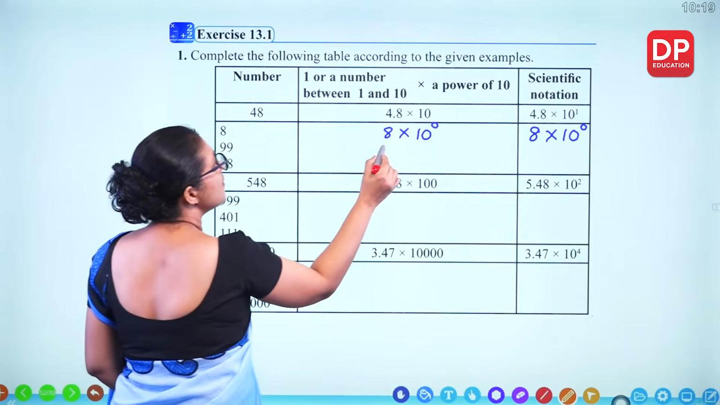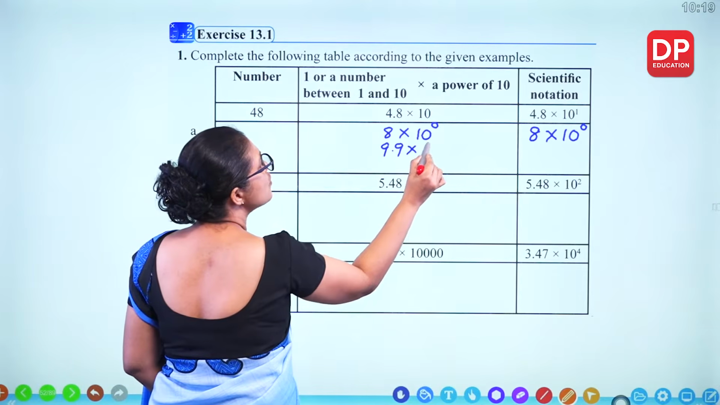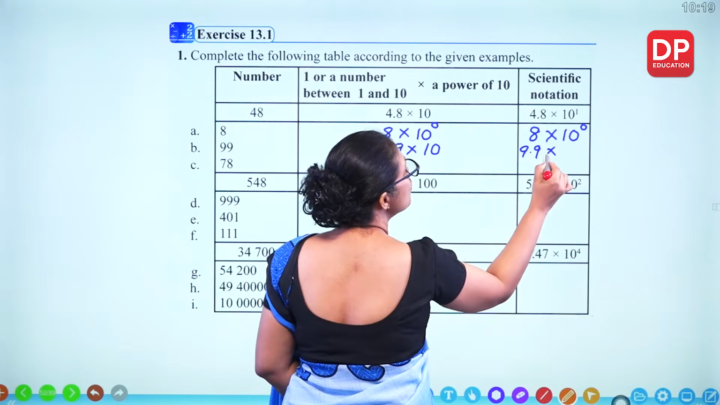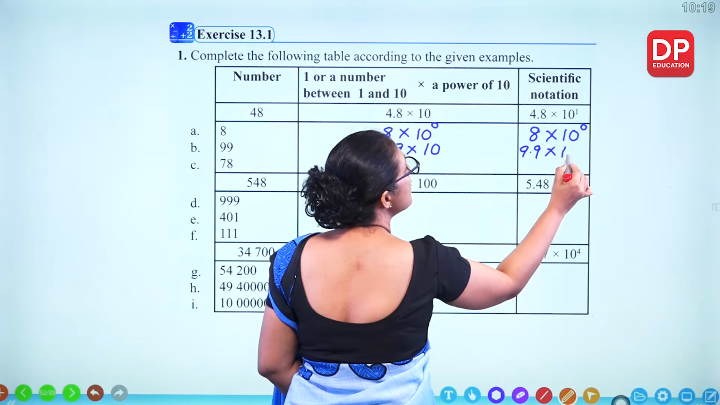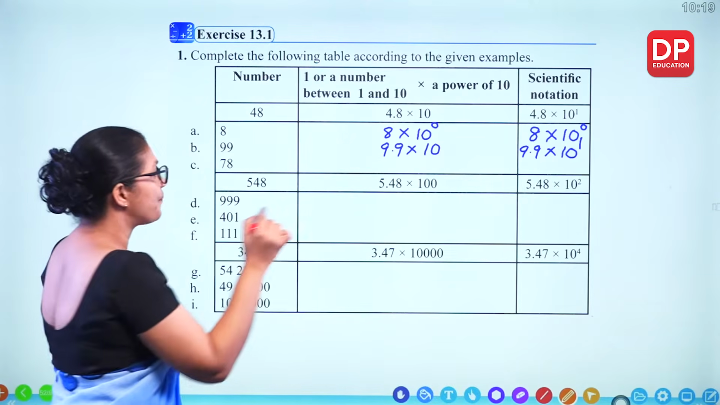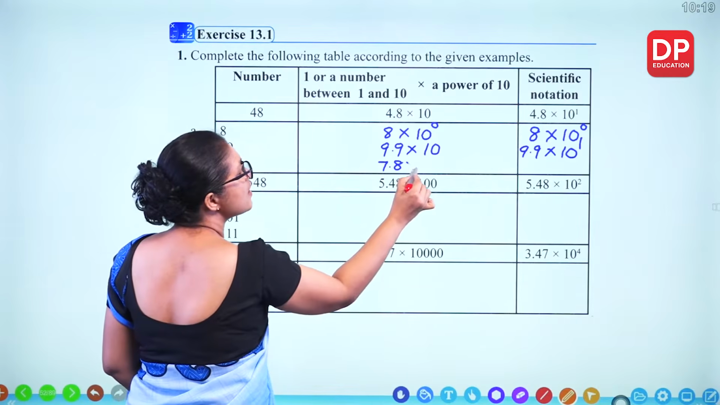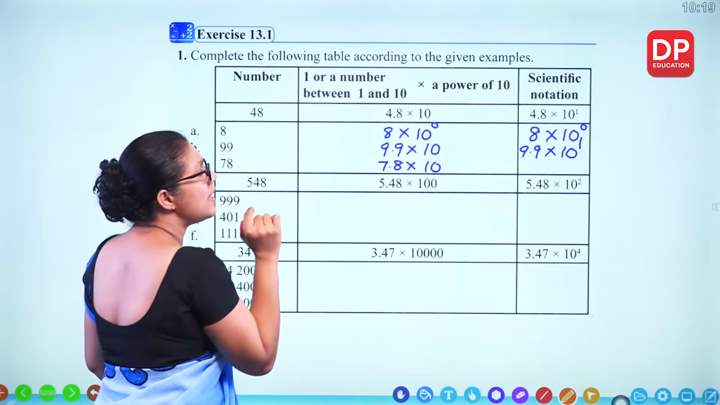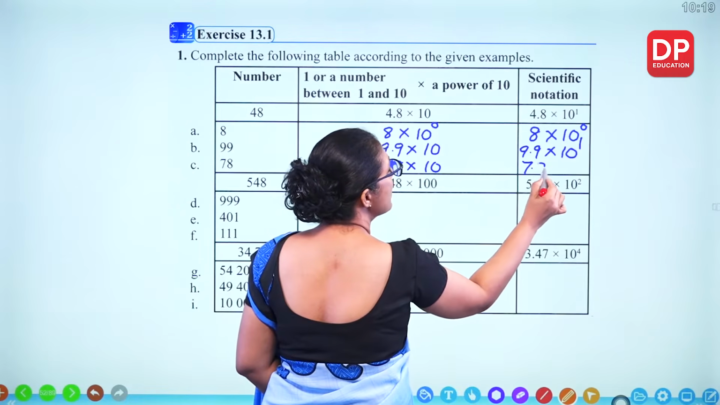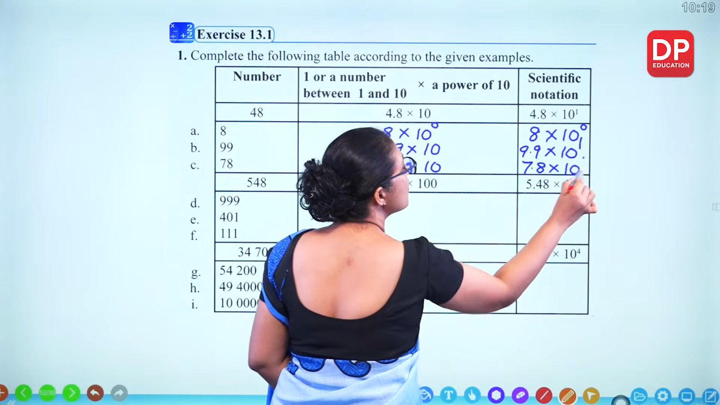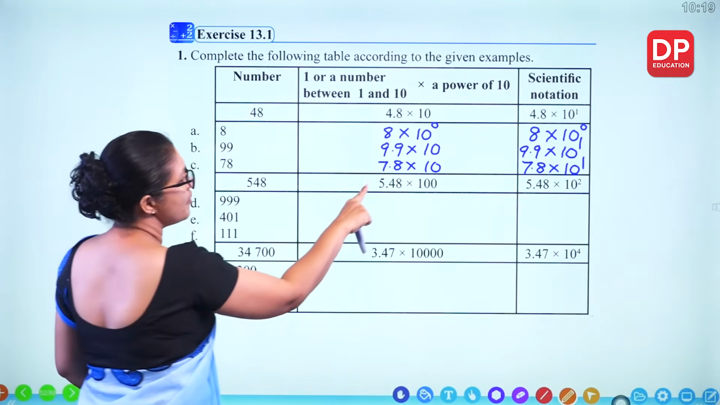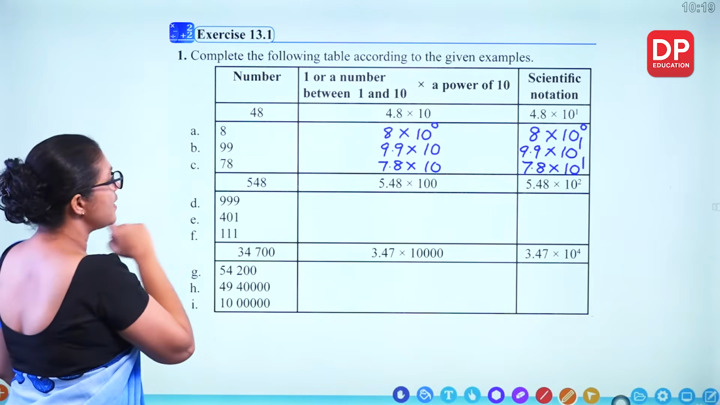99, 9.9 into 10. So this one I can write 9.9 into 10 to the power 1. 78, 7.8 into 10. This number should be less than 10. So in scientific notation, this is 7.8, 10 to the power 1. 548 already done for you, and we'll do 999.